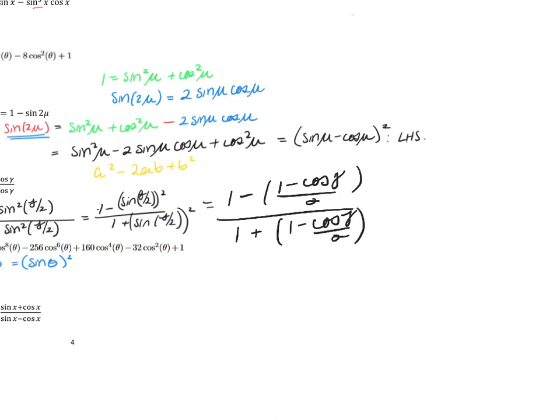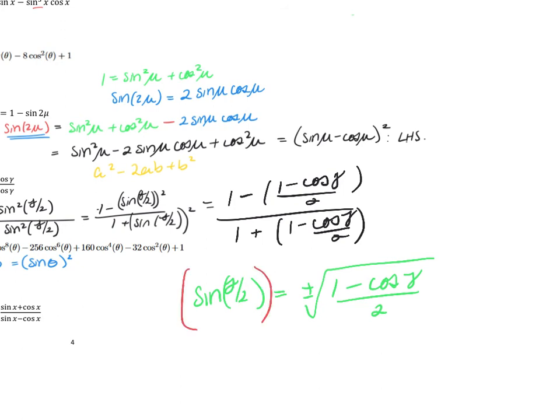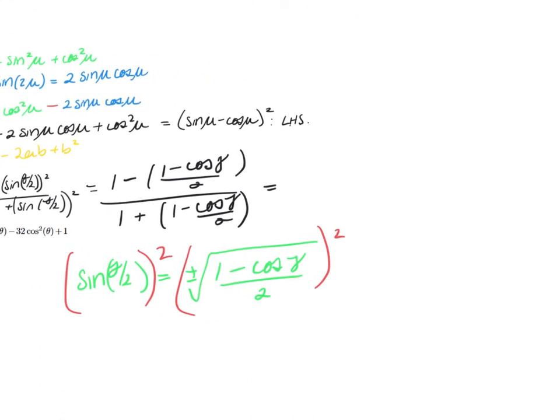Now again, let me tell you why. The sine of gamma divided by 2 is going to be plus and minus the square root of 1 minus the cosine of gamma divided by 2. If I square this and I square this, then the square root comes off and the plus and minus doesn't matter because it's going to be a positive number when you square it. So where I am now is 1 minus the cosine of gamma over 2 over 1 plus 1 minus the cosine of gamma over 2.